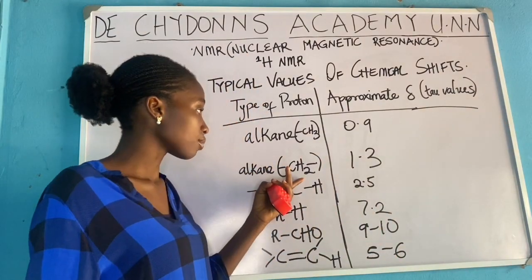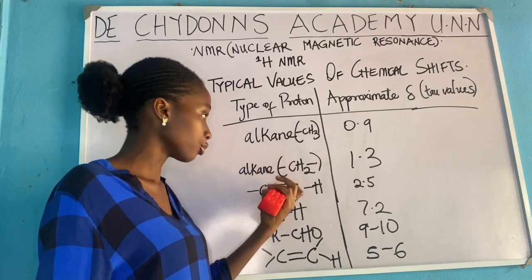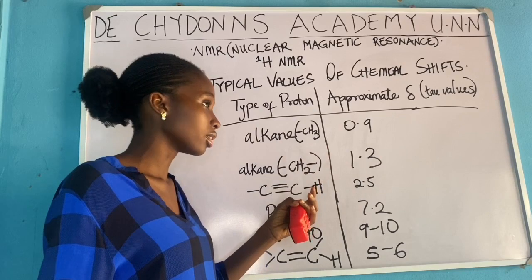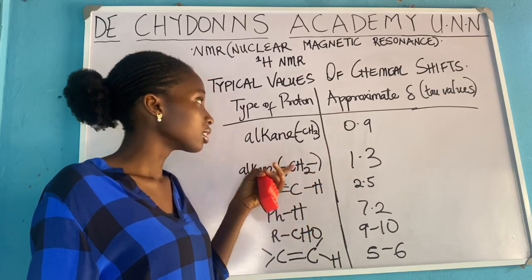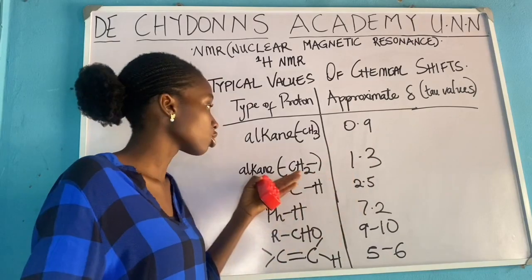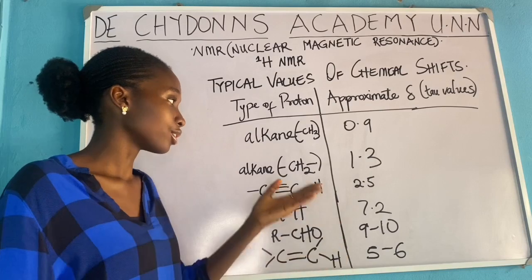Moving on to this next example, now you have a non-terminal alkane group. This is CH2, and then there's another extra bond there. This type is giving you a tau value of 1.3. It's still very close to your 0.9, because this is just a carbon that is trying to give electrons to the hydrogens that you have here.